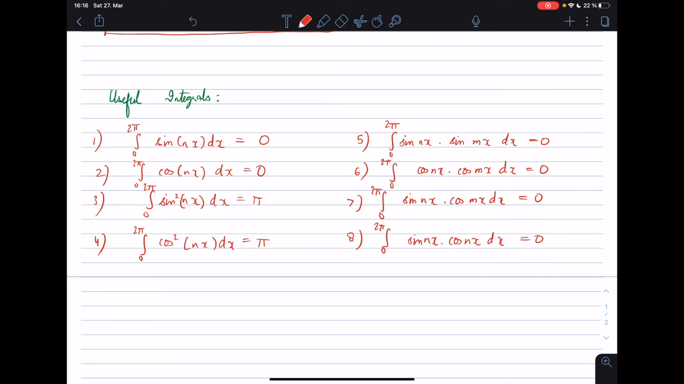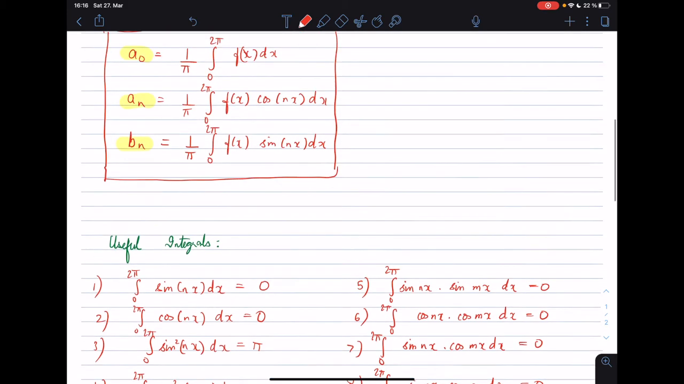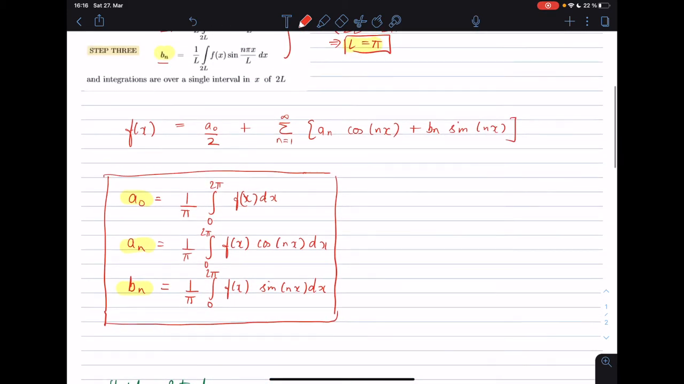So don't worry if you don't understand how one gets these integrals, because I have made different videos on it. However, the problem was that I didn't want to make this video too long or complicated, and I only wanted to focus our attention on how to derive these Fourier coefficients.